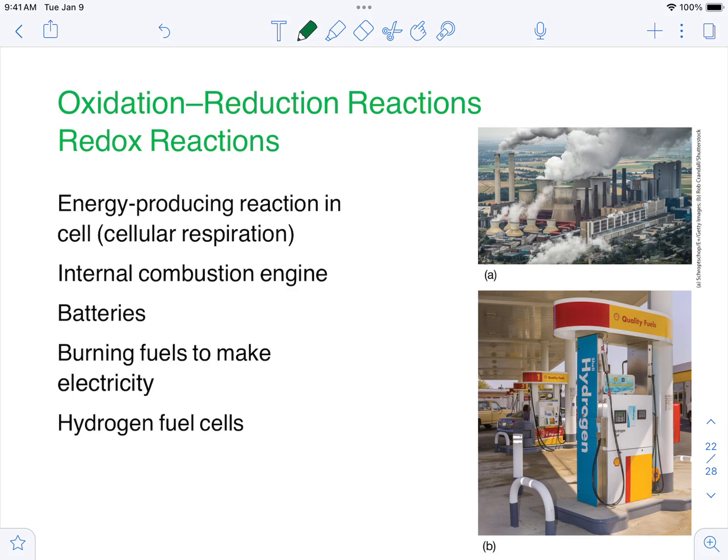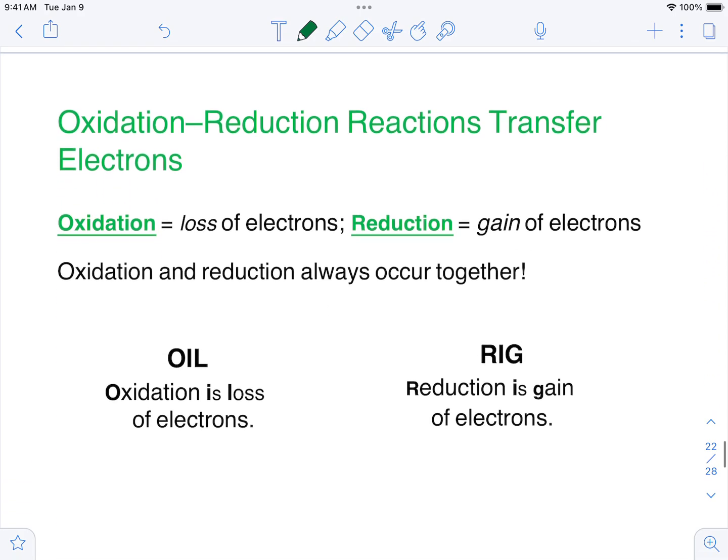Okay, we have oxidation reduction reactions. We have a different chapter in the book that focuses on these. These are energy producing reactions in the cell. Cellular respiration is an example here. Internal combustion engines are an example. Batteries, hydrogen fuel cells. This is used a lot in our everyday lives.